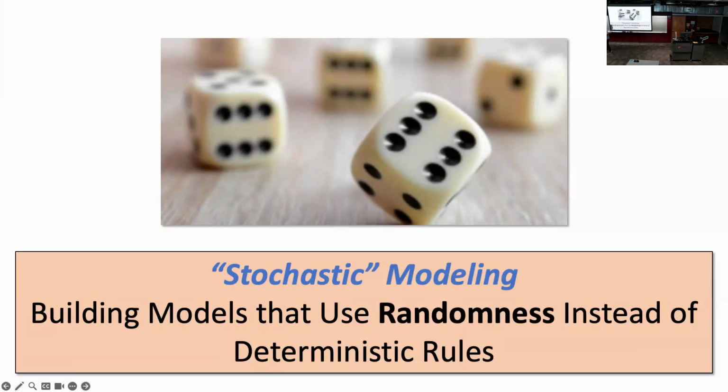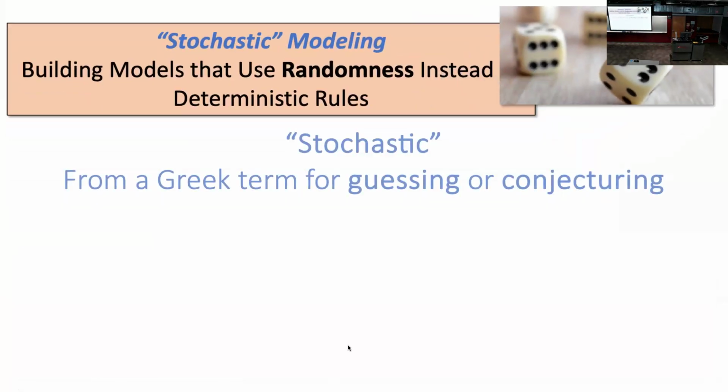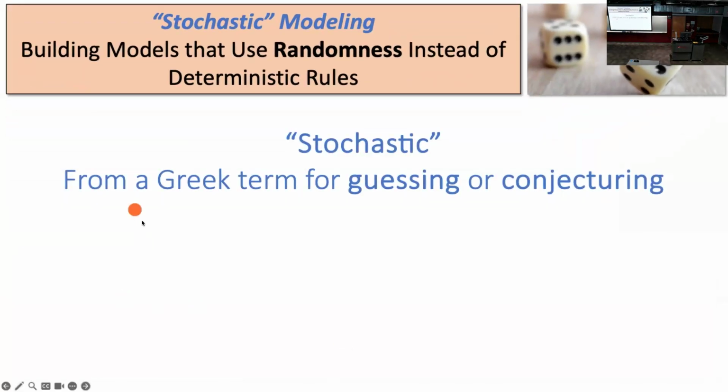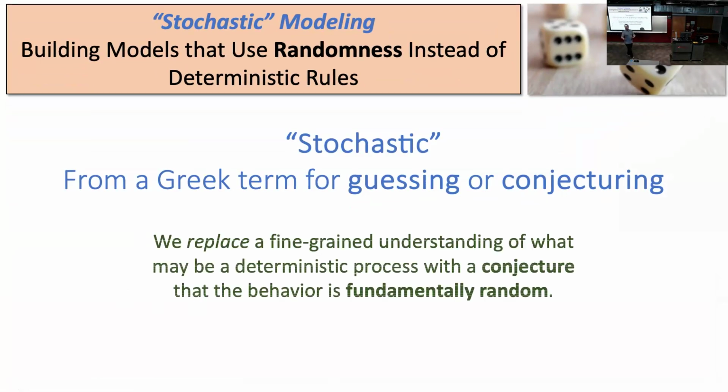But I've mentioned a couple of times that activities can be random distributions. Stochastic modeling, which is what we use in DES, are models that use randomness instead of deterministic rules. And so stochastic is a Greek term for guessing or conjecturing. It doesn't actually mean random. It means I'm going to make a guess that the natural process is random, even though it's probably not, or I actually don't care if it is.